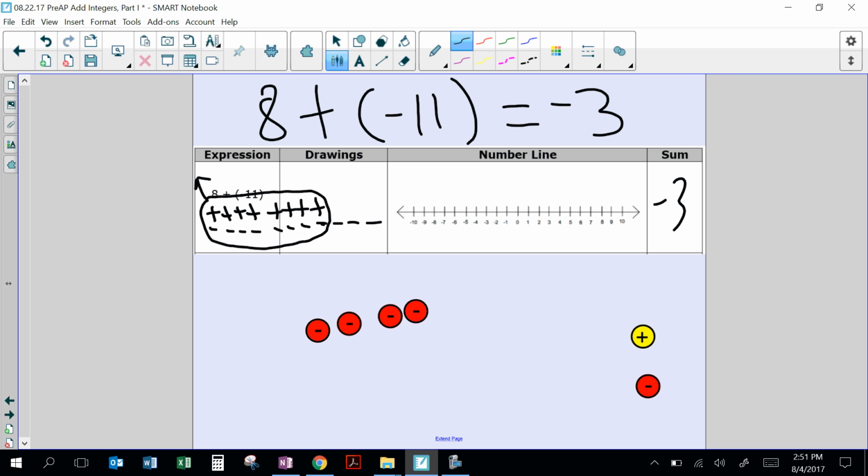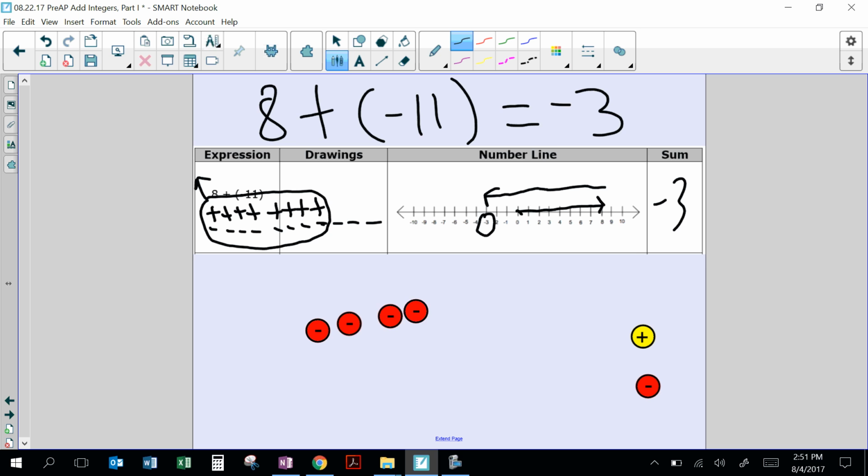Let's use a number line. You always start at 0. You go 8 units. 8 is positive, so it goes to the right. Then the second number, you're going to add another arrow. You're going to add negative 11. Negative 11 means to the left. So go back 11 units. 8, 9, 10, 11. It stopped at negative 3.